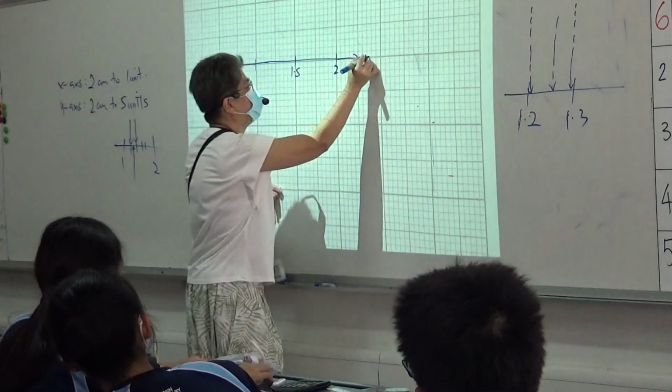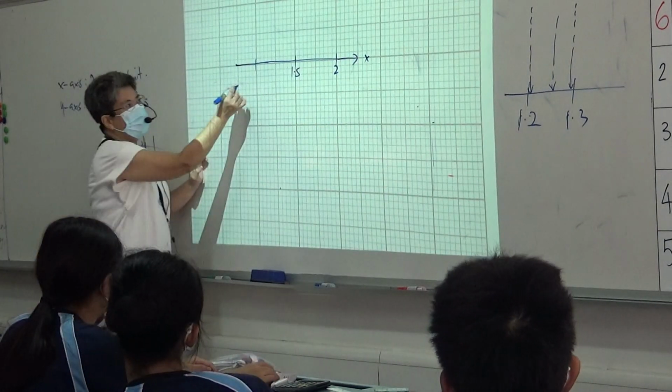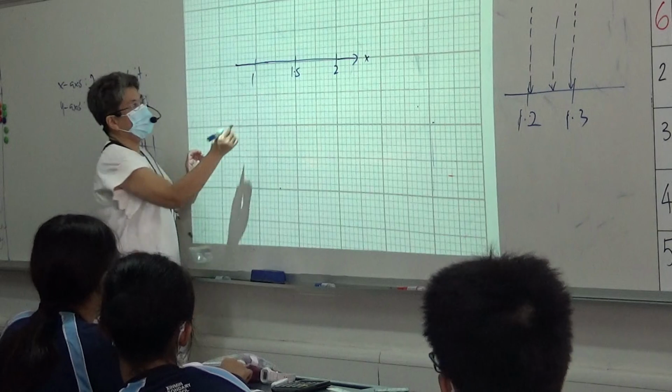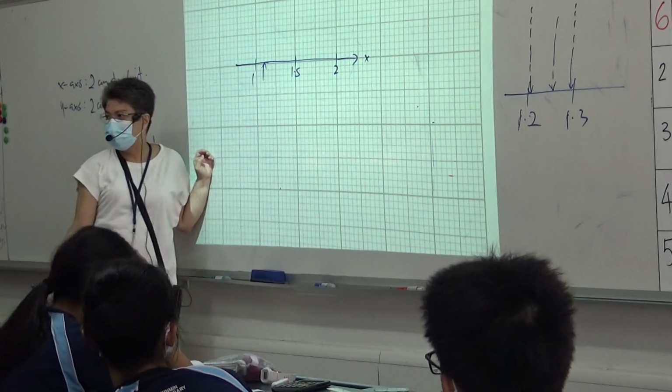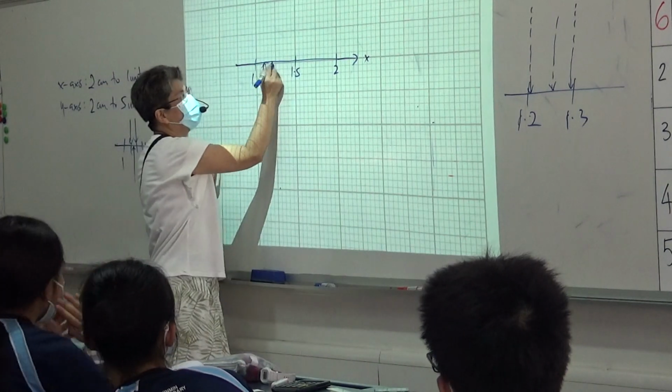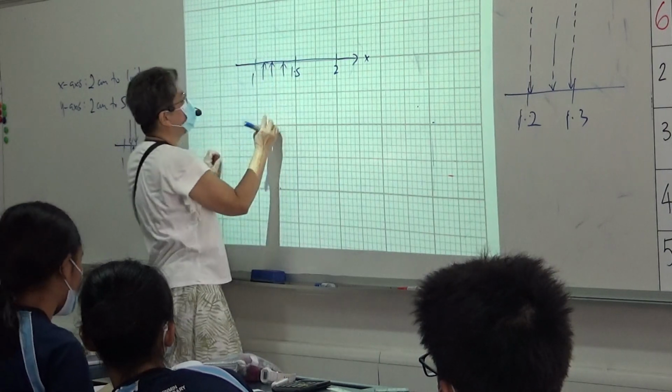Okay. Do you agree that if this is 1, this is 1.5, this one is 1.1? This one is what? 1.2, 1.3. I made a mistake.